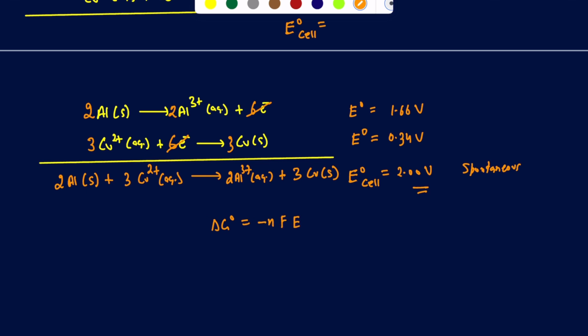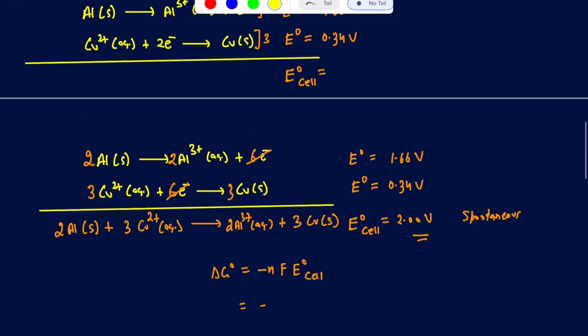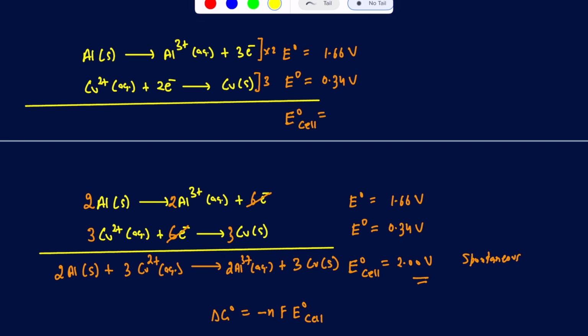Now, if I want to calculate the delta G standard, I will do negative nFE0 of the cell. Now, n is the number of electrons being transferred. So how many electrons are being transferred here at a given time? It's not going to be 2 or 3. That's why we actually balanced it. So the number of electrons being transferred during this whole balanced equation is actually going to be 6.